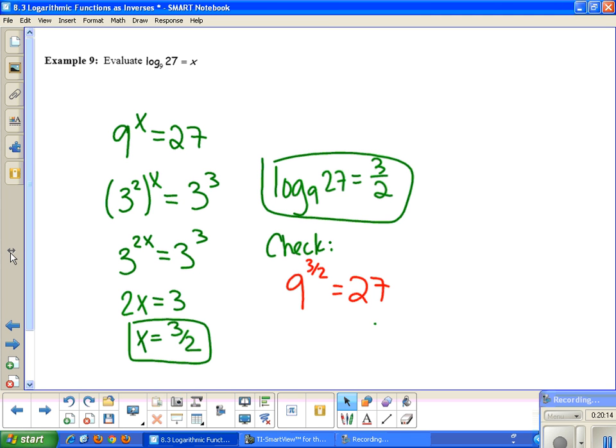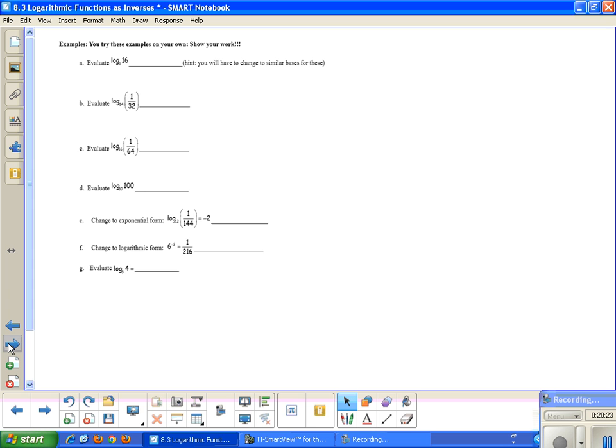So these are very easy to check your answers by, again, going back into exponential form after it's in logarithmic form, and then checking by plugging into your calculator. Now, we have the rest of these problems right here. So for the rest of them, you are going to try these examples on your own. Make sure you show your work, and then we'll go over them in class. So have these ready for class.